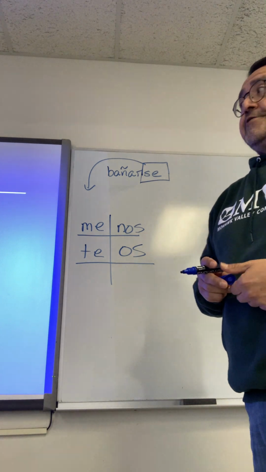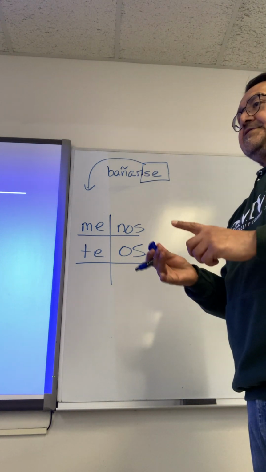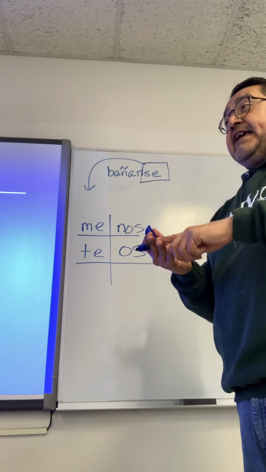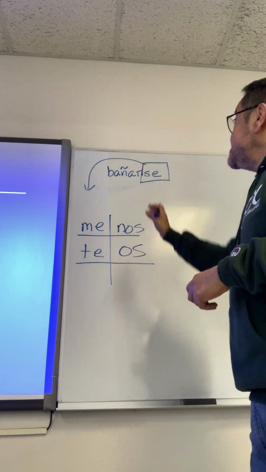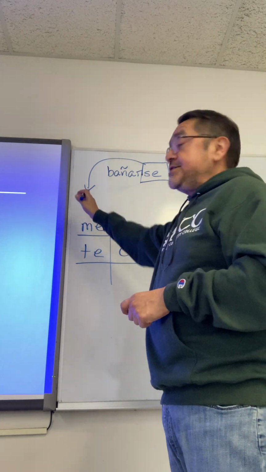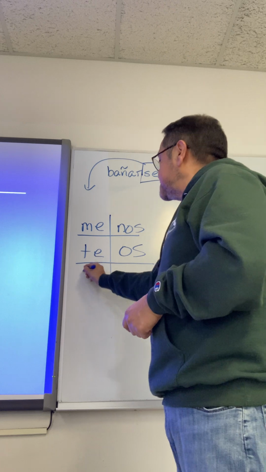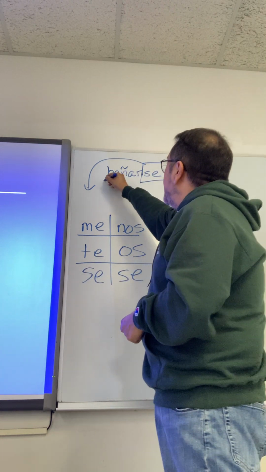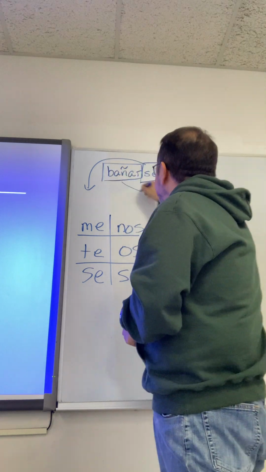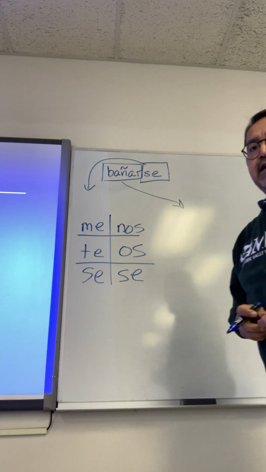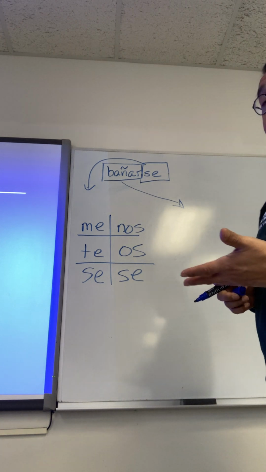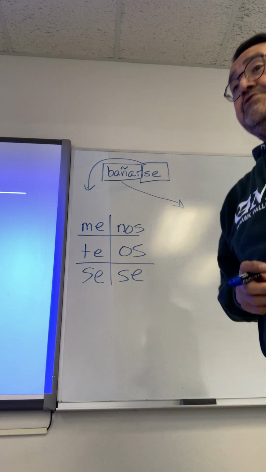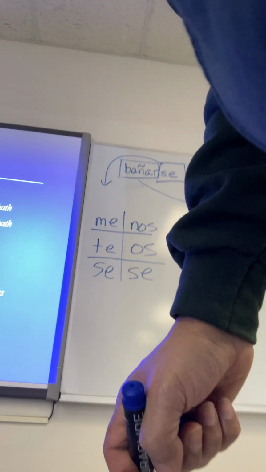Now here's the fun part. If your subject is él, ella, usted, ellos, ellas, ustedes, you take the se, you move it to the front, and you just leave it alone. So it becomes se. Now, all you're left with is a regular AR verb, the verb bañar, and you would just conjugate it the way you conjugate a normal AR verb.